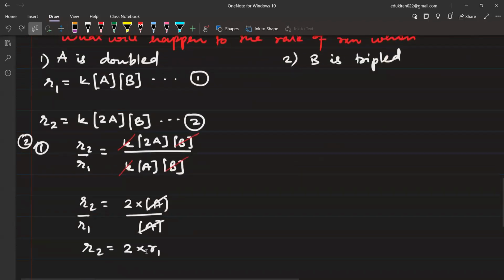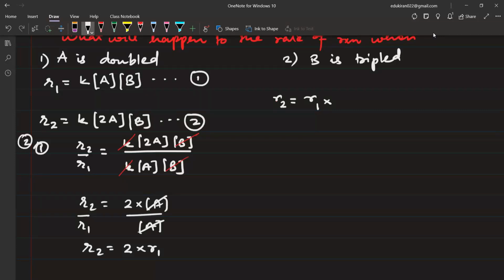Now let us see what happens. From here we can reduce the steps and logically frame a shortcut. That's not a formula, please remember, but from here we can shorten some of the steps. Please see what is getting cancelled. The K is getting cancelled. So I will first write R2 will be equal to something multiplied by R1. When B is tripled, R2 will be equal to R1 into something.